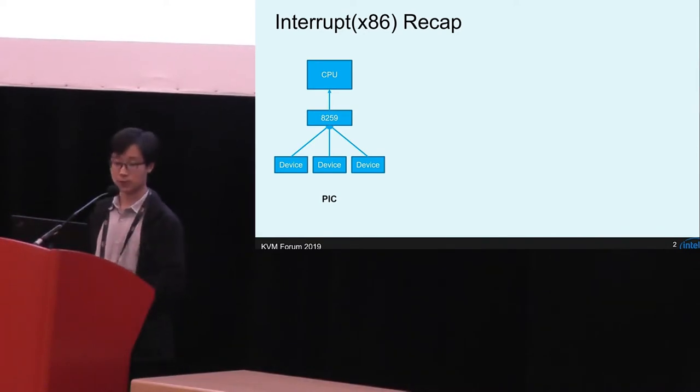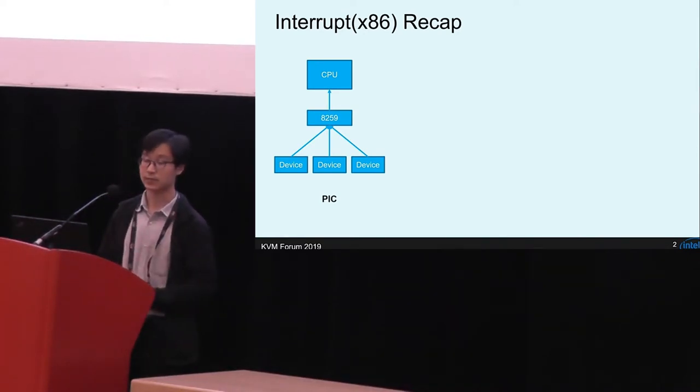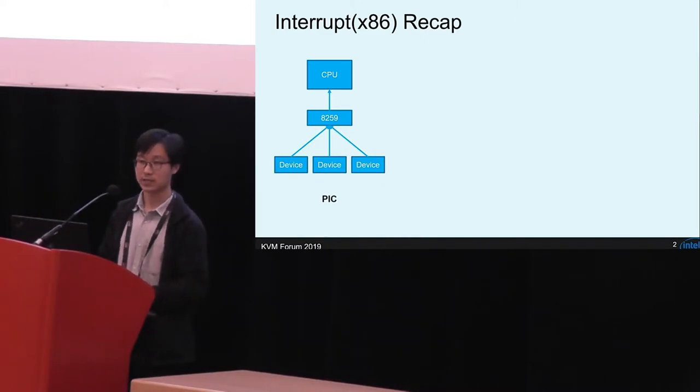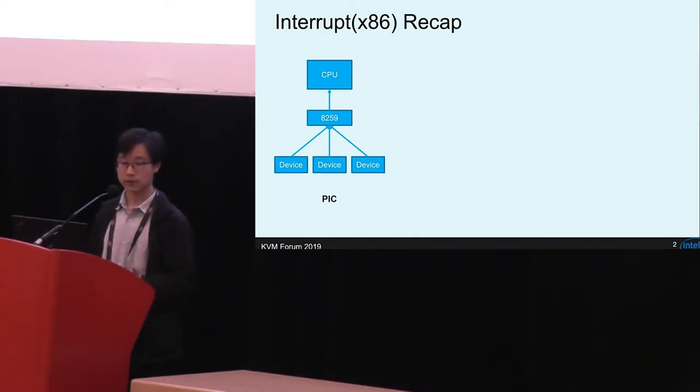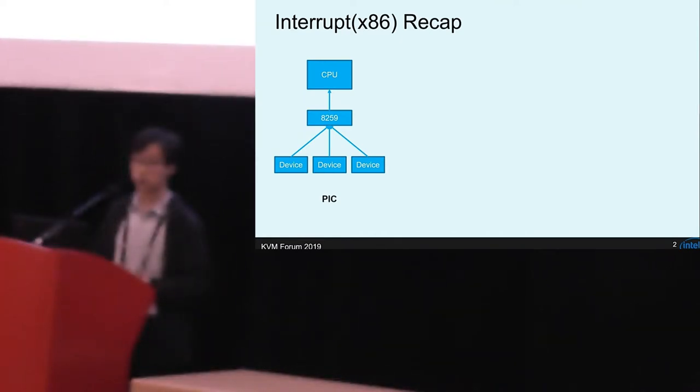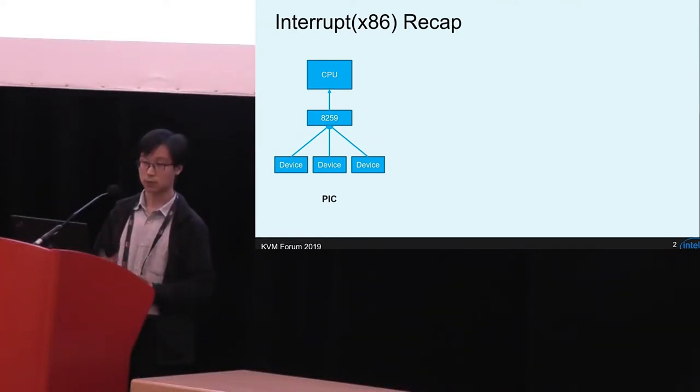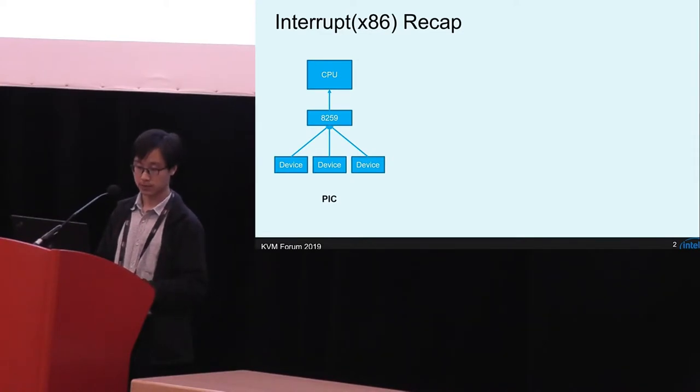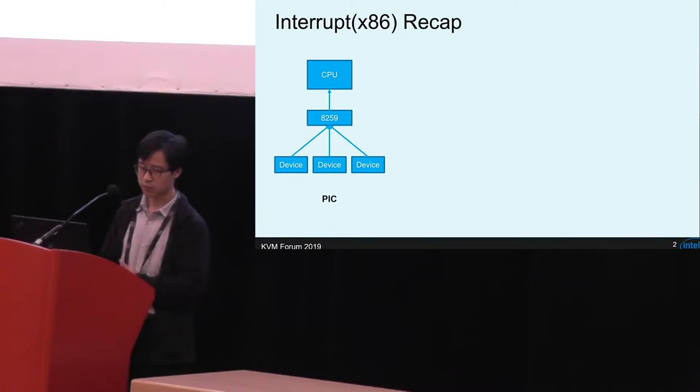Okay, so let's quickly have a recap on the interrupt controllers available on the x86 platform. The first interrupt controller is called PIC. It has two problems. First, it can only support a very limited number of interrupts, typically up to 15 interrupts across the whole machine. And the second problem is it can only deliver interrupts to a single CPU, so no SMP.